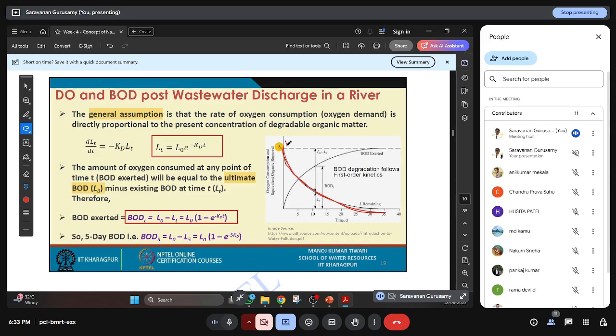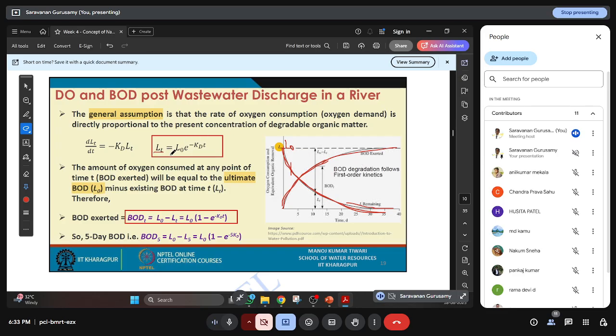Initially the BOD is the ultimate BOD, which gets reduced with time, and it will become zero when all the organic matter has been reduced. BOD exerted is how much BOD is degraded. Here there is no degradation; after some time, this much is degraded, so we can draw it here. This is BOD remaining, and this is BOD exerted, consumed by the microorganisms. How much BOD is exerted is directly proportional to how much oxygen is taken.